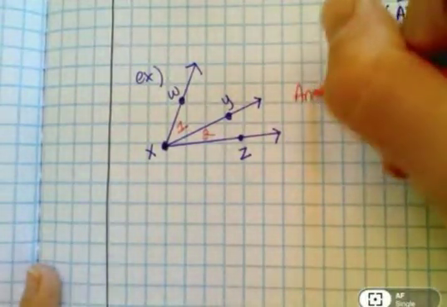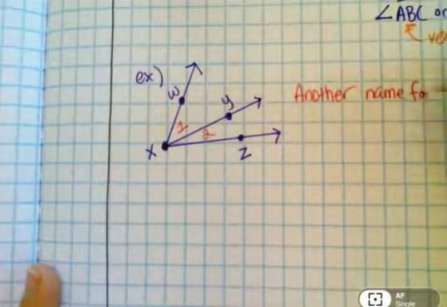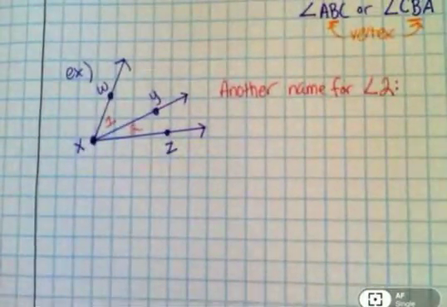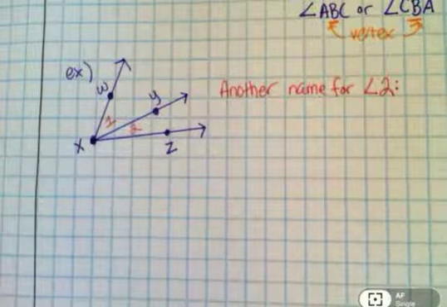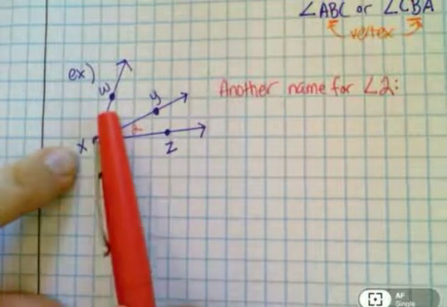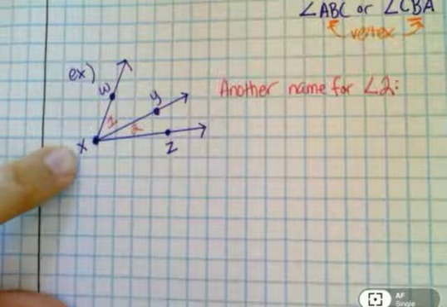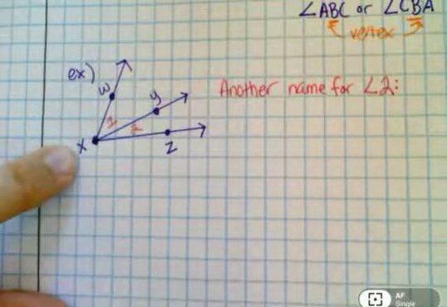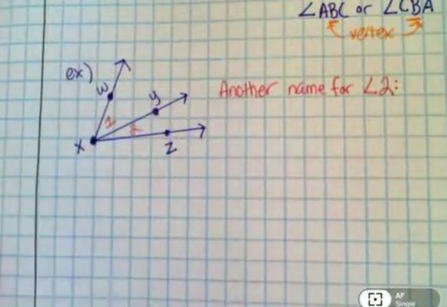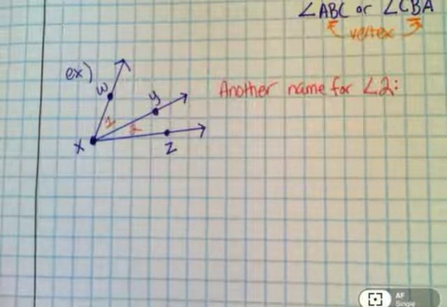And I want to know another name for angle 2. Another name for angle 2. And I hope you can see why we can't call it angle X, because I don't know what angle X is. Is it angle 1? Is it angle 2? Or is it this big angle, right? Angle X is the vertex of all of them. So in this case, you have to get more specific. So another name for angle 2, we have 2 choices, but we're going to have to use the 3 letters. So you go ahead and write down what you think the 2 options are, and then check back and see if you're right.